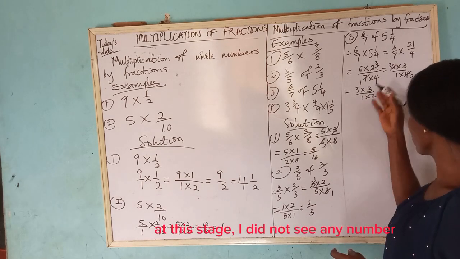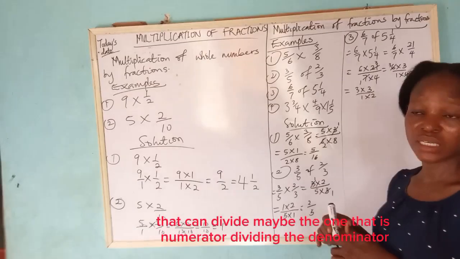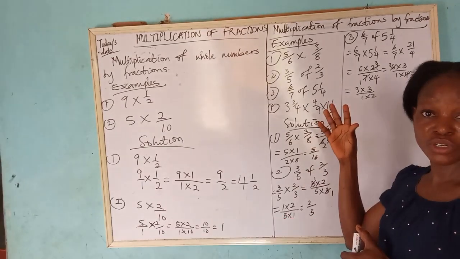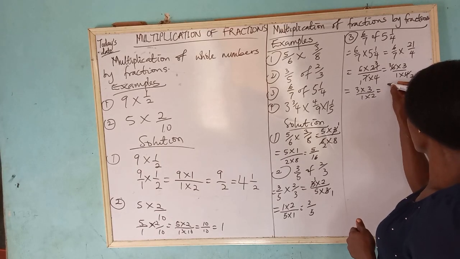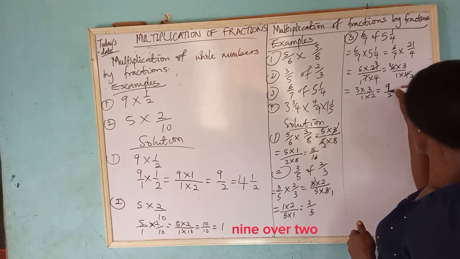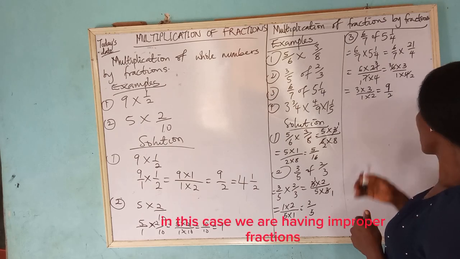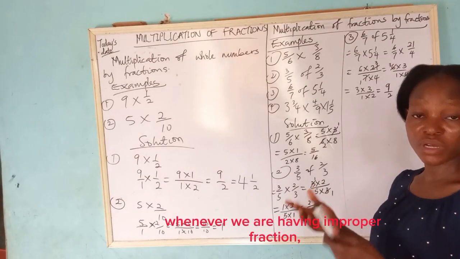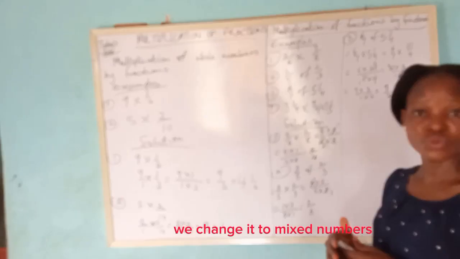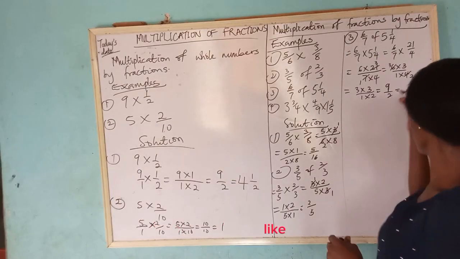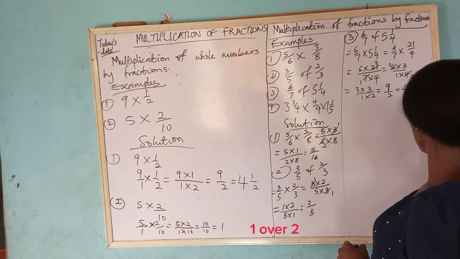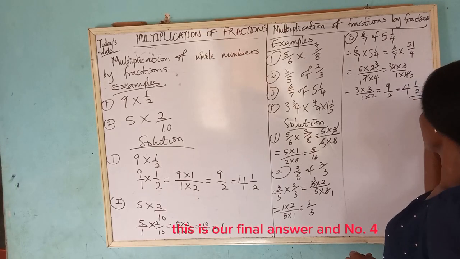At this stage, I do not see any number in the numerator that can divide the denominator. No. So you now say 3 times 3 is 9 over 2. 9 over 2. In this case, we are having an improper fraction. So whenever we have an improper fraction, we change it to a mixed number. So how many 2s am I going to say inside 9? 4. Remainder 1 over 2. This is our final answer.